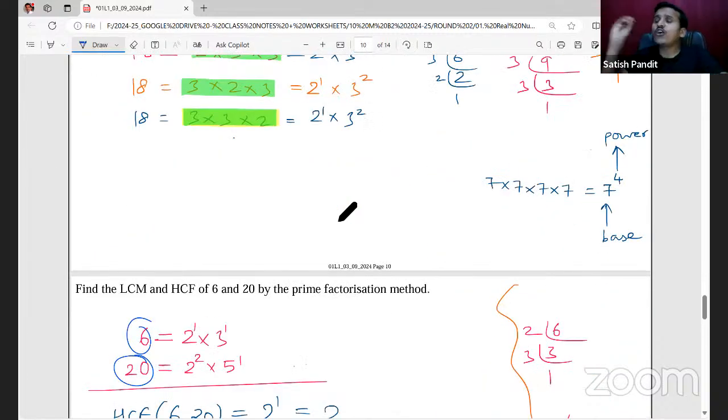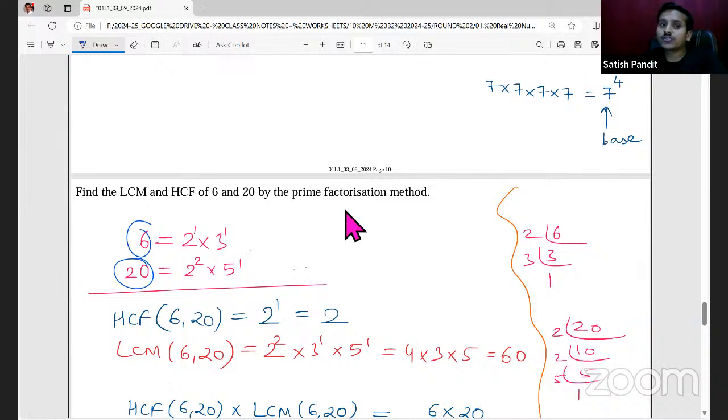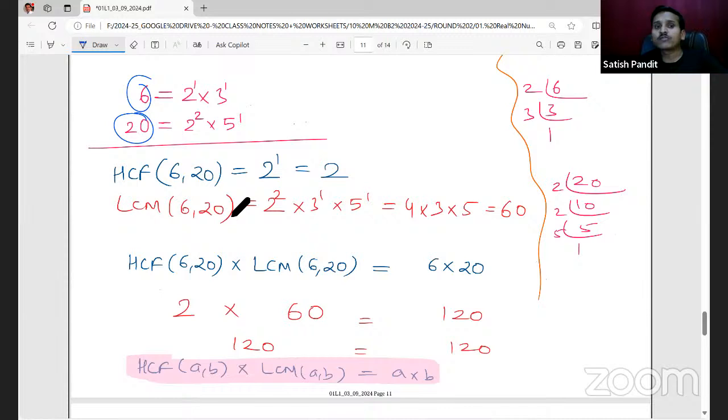You can write any composite number as a product of prime numbers. So 6 we are writing as 2 to the power 1, 3 to the power 1, because each occurs one time. And 20 is 2 to the power 2, 5 to the power 1. While finding HCF, we have to take the common factors and put the lowest power. And while finding LCM, you have to take all the prime factors and put the highest power. Remember that. So in HCF, we take the common factor, 2, and the lowest power is 1. So 2 to the power 1 is 2.